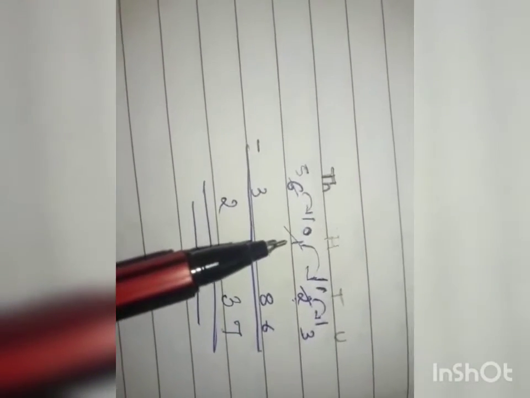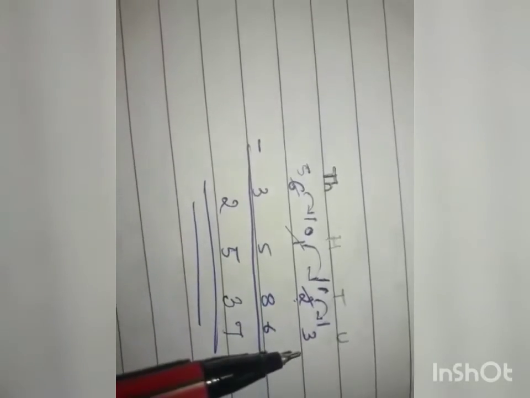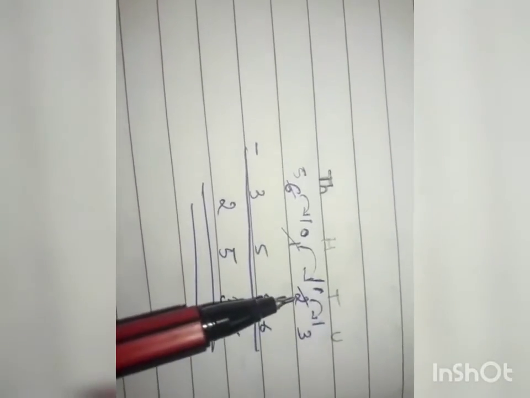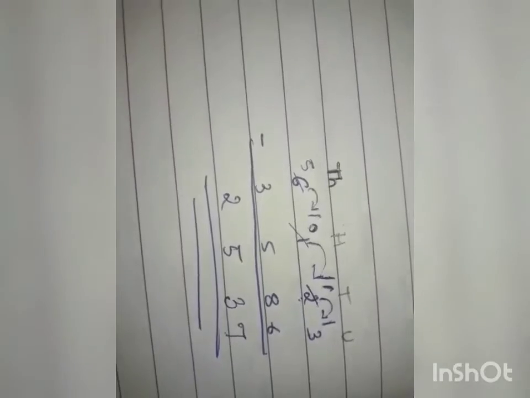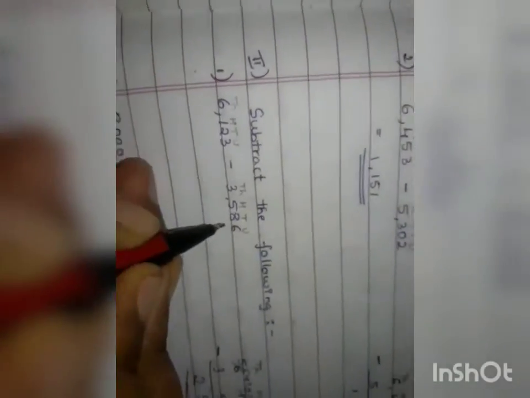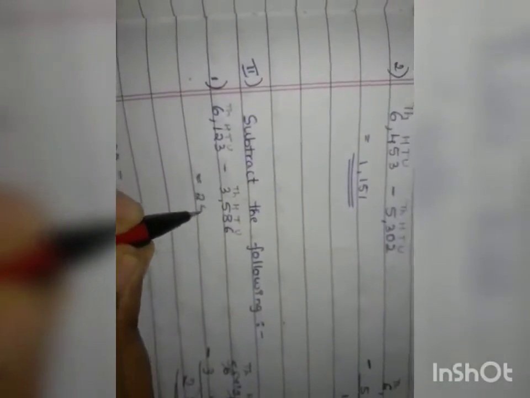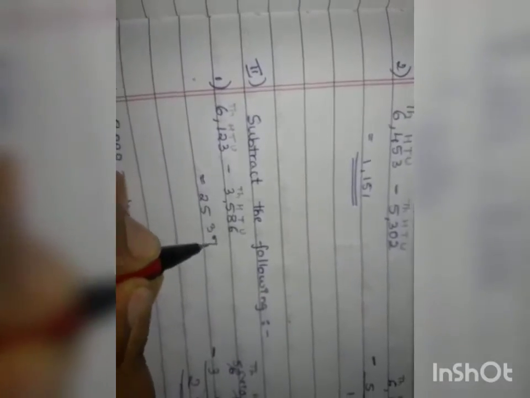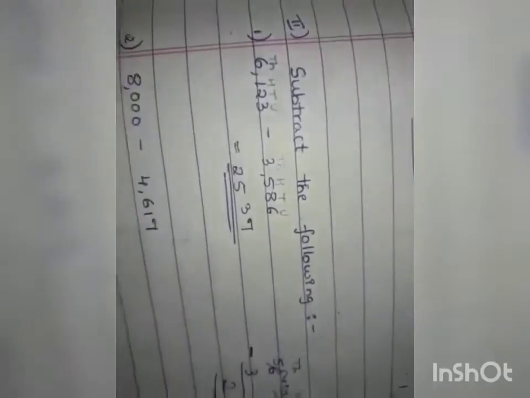If you want a number for tens, then you have to borrow it from hundreds. If you want a number for units, then you have to borrow it from tens. Okay, don't forget that. So we'll write down the answer. What is the answer? It is 2537. So this is our answer.